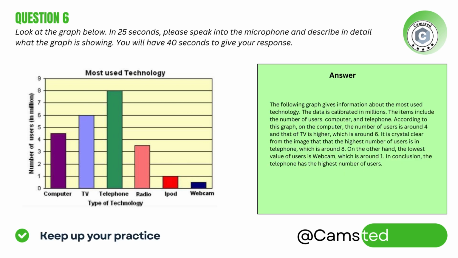The following graph gives information about the most used technology. The data is calibrated in millions. The items include the number of users, computer, and telephone.